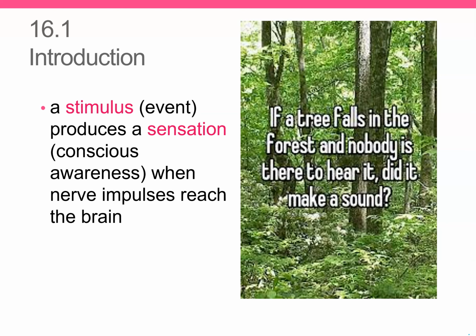So a stimulus is just any event that's going to elicit a response. And here, since we're talking about senses, it's going to be an event that produces a sensation. Whenever these nerve impulses, these action potentials reach the brain, you're going to get a conscious awareness. So that's a sensation, is conscious awareness of a stimulus. The stimulus is the actual event. So, if it's a sound, for example, the sound would be the stimulus. And then once the action potentials travel through the nerves and get to your brain, once you're aware of the sound, that's the sensation.